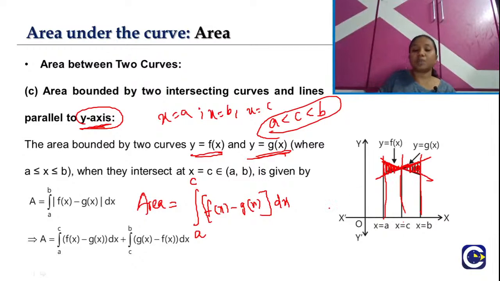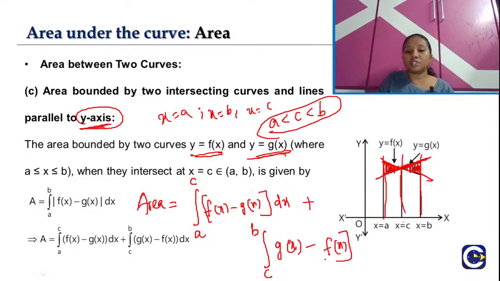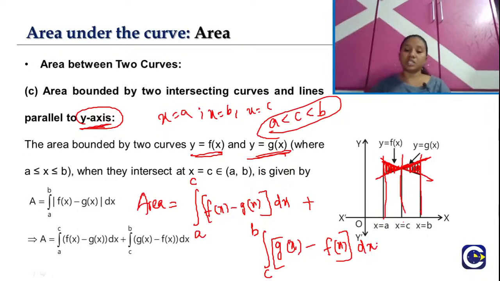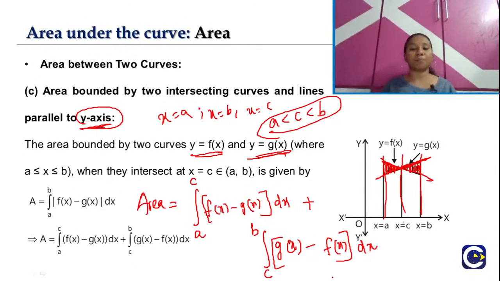So we have another portion, so plus, now the limits vary from x equal to c to x equal to b. In this figure, if you observe, what is our upper curve? Here our upper curve is given by the function g of x. So now it will be the integral of g of x minus f of x dx. Right. Initially we saw the area bounded by the curves and the x-axis, and now we have seen the area bounded by two intersecting curves and the lines parallel to the y-axis. So this is how we'll be writing.